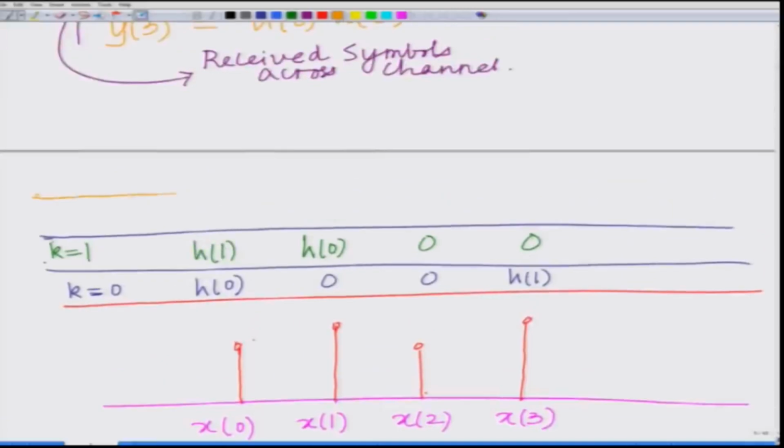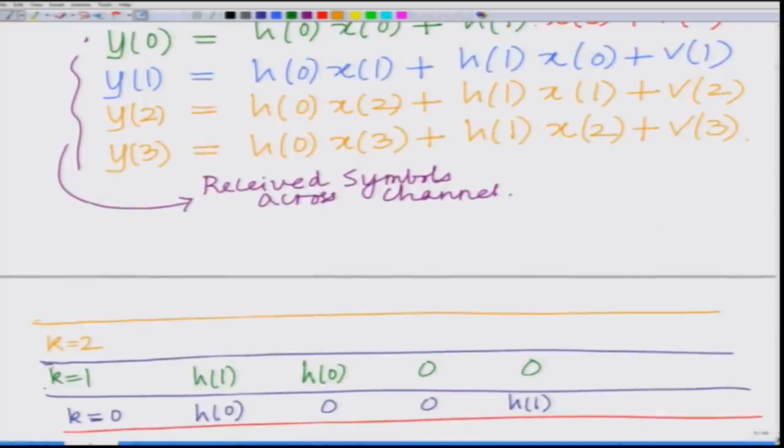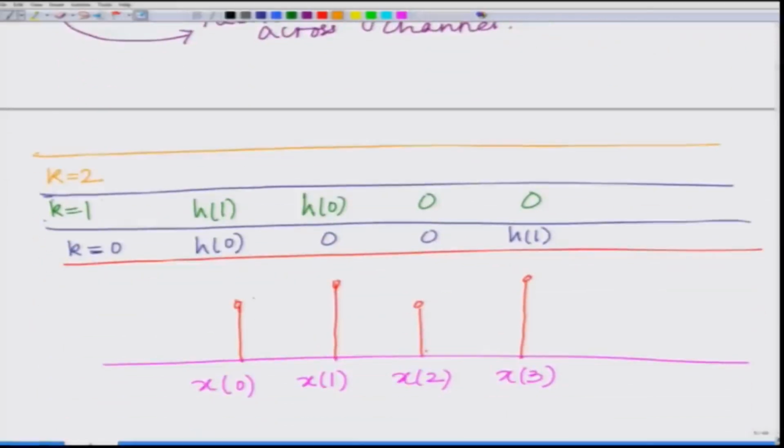And at time k equal to 2, now look at something interesting. At time k equal to 2, I have h0 times x2 plus h1 times x1. And now if you can see at time k equal to 3, I have h0 times x3 plus h1 times x2 plus 0 times x1 plus 0 times x0.